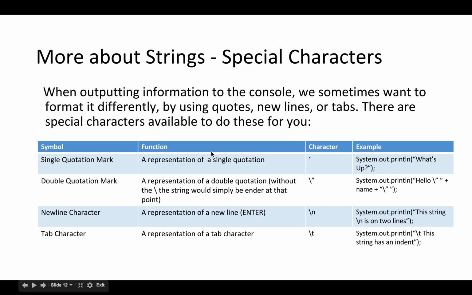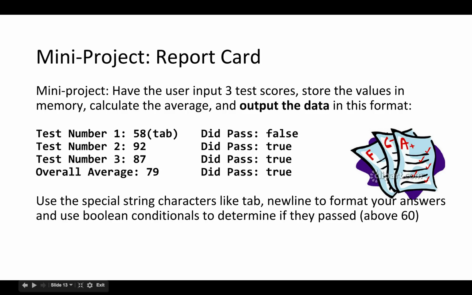Okay, so yeah, that's pretty much all we're going to cover in this class. And the rest of our time is going to be spent on introducing you guys to a mini project, which we call report card. And the idea is you want to have the user input 3 test scores using the scanner stuff we learned about before, and then store the values inside certain variables. Then after that, we want you to calculate the average inside your program, and then we want you to output a formatted report card kind of thing.